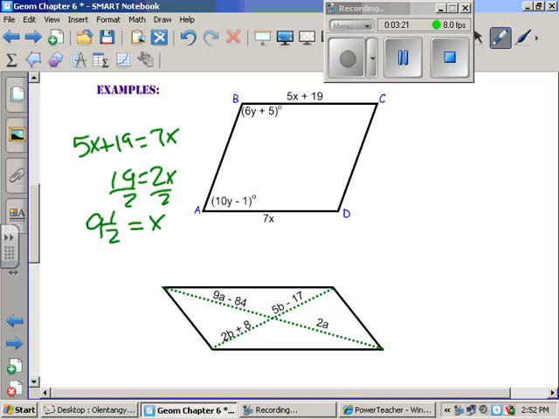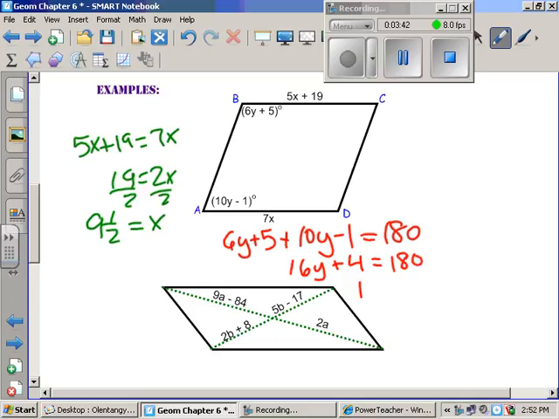Right? And I know that consecutive angles are supplementary, so 6y plus 5 plus 10y minus 1 is equal to 180 because they're supplementary. Combine like terms, and I get 16y plus 4 is equal to 180. 16y is equal to 176. So y is 11.